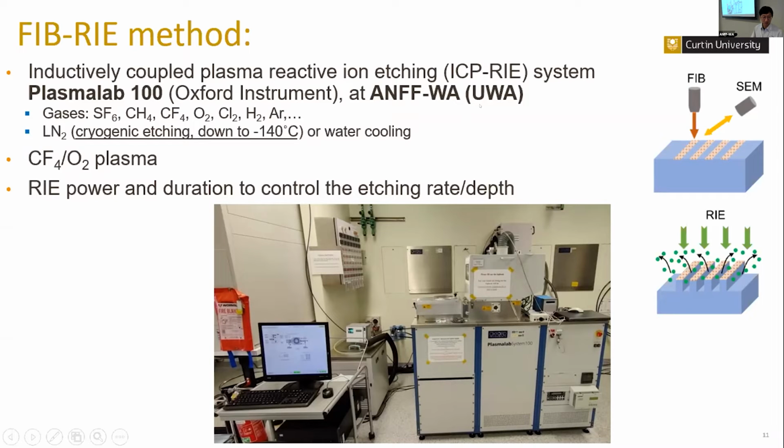And for the FIB-RIE method, the RIE is conducted at the ANFF-WA node, which incorporates the microelectronic research group located at the UWA. It's a typical RIE system, Plasmalab 100. It has a range of different processing gases and can also do low temperature etching. So we use CF4 and O2 plasma and select the RIE power and duration to accurately control the etch rate and depth.